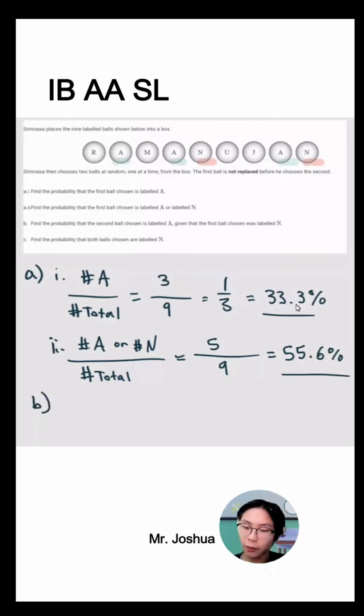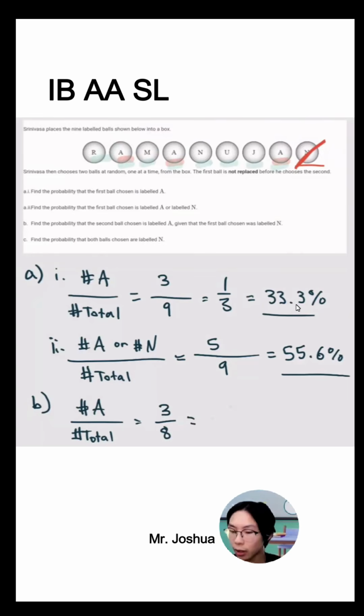Okay, part B. Find the probability that the second ball chosen is labeled A, given that the first ball chosen was labeled N. Note that this part says the first ball is not replaced, which means if our first ball chosen is labeled N, we get rid of it and we don't put it back into the box. That means our probability of the second ball being A is the number of balls labeled A divided by the number of balls left in the box after we got rid of that last ball. This is 1, 2, 3 balls being labeled A divided by 1, 2, 3, 4, 5, 6, 7, 8 balls left in the box, which is 3 over 8, or a 37.5% chance.